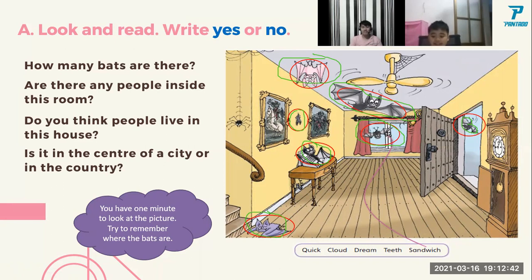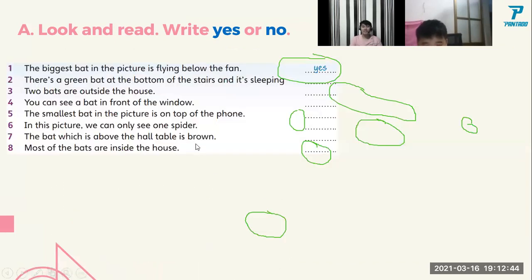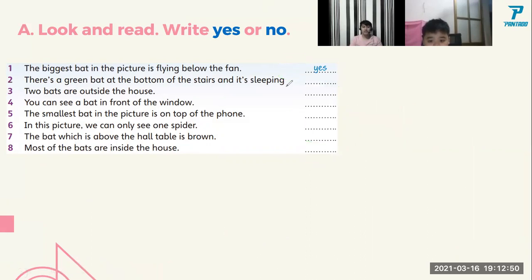Okay. All right. So let's start. Can you read number one? The biggest bat in the picture is flying below the fan. And the answer there is yes. Okay.